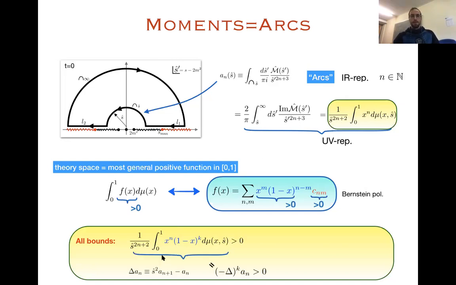Now, x to the n integrated against the measure is a moment. If you multiply that by 1 minus x to the k, it's like taking k times the discrete derivatives of that distribution. So the discrete analog of taking derivatives. And so basically the statement of all bounds is like saying that the moments, these arcs, this physical thing that you can calculate in the infrared, are a completely monotonic series. Or in more mathematical terms, they fulfill what is called the Hausdorff moment problem. Given a series of moments, it corresponds to integrating against a positive measure if and only if they satisfy these inequalities, and the measure is unique. Okay, so there are no other constraints that you can enforce on the system.